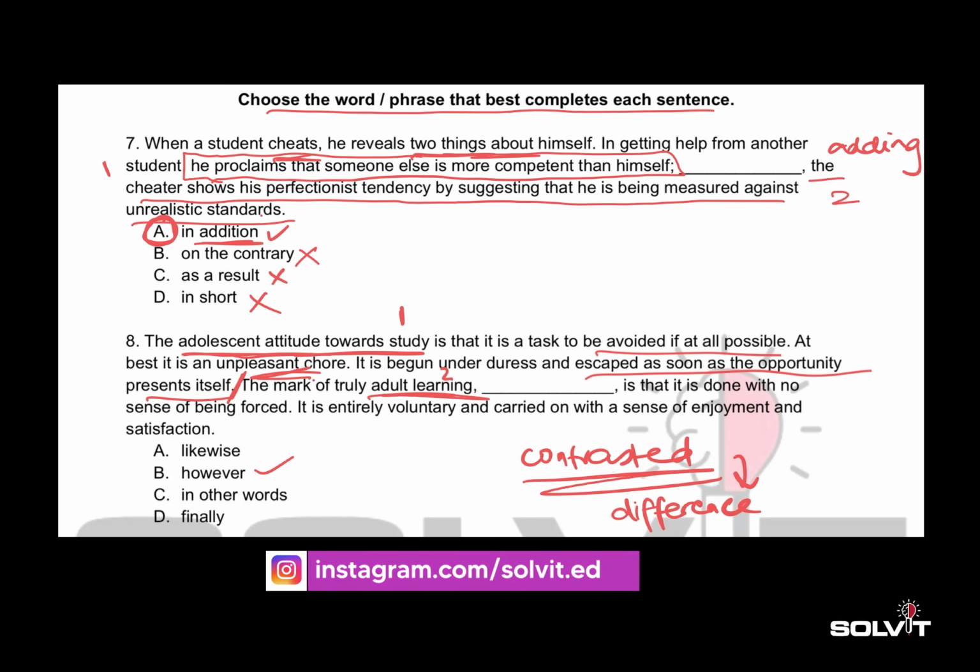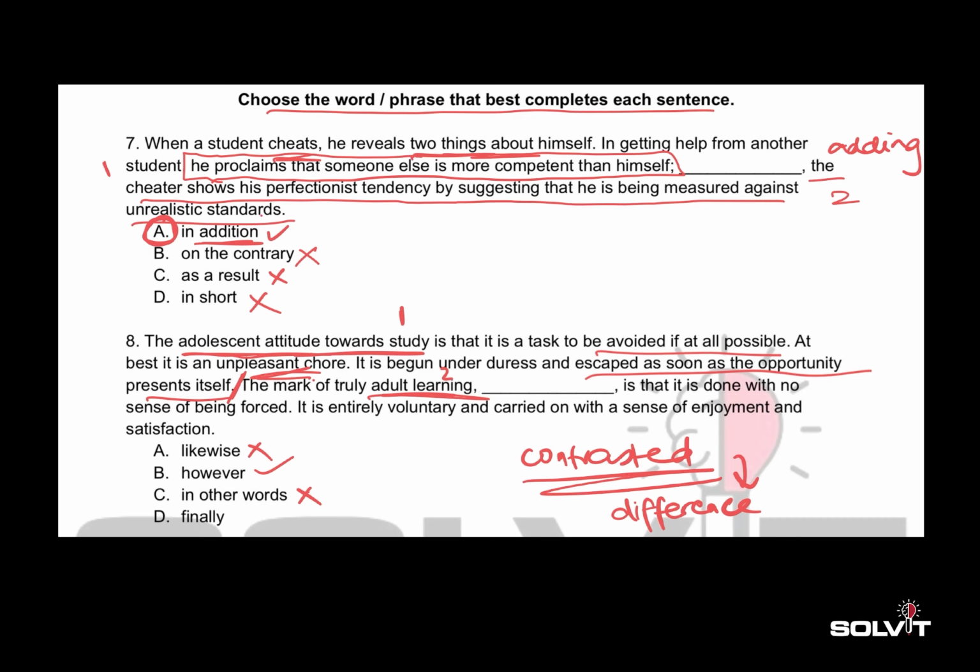Okay, so let's see if the other words fit over here. The mark of truly adult learning, likewise. No. Are we pointing out the similarity between these two things? No, we're not. So not likewise. The mark of truly adult learning, in other words. No, wrong. Why? Because we would use in other words if we had previously mentioned adult learning in the first sentence. But we're not mentioning adult learning in the first sentence, so how can we clarify it by using this phrase? We can't. Then finally, the mark of truly adult learning, finally, no, this is not fitting at all. So however is the correct choice.